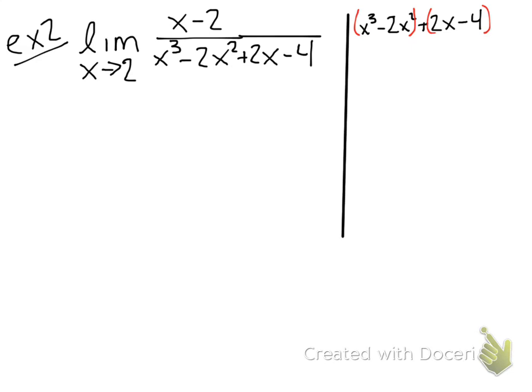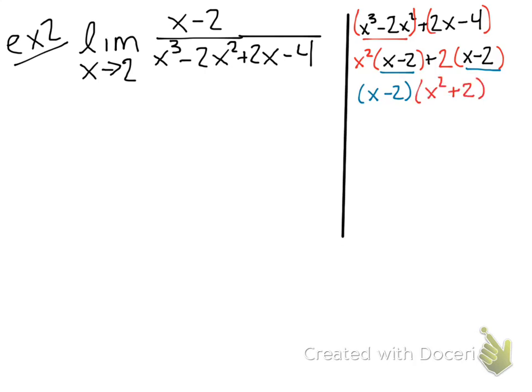So we take out our greatest common factor from the first piece, which is an x squared. So x squared times (x minus 2). Then take out your greatest common factor from the second piece, which is a 2, leaving you with x minus 2. Now for both of these pieces, that x minus 2 is the GCF. So we could factor that out, which gives us an x minus 2 and leaves behind x squared plus 2. So this is the factored form of our polynomial that we have in the denominator.